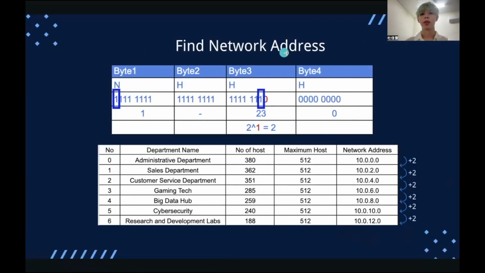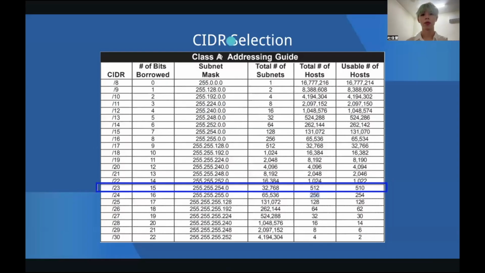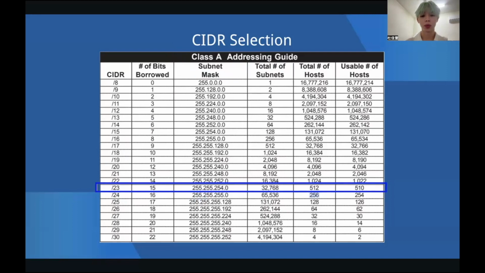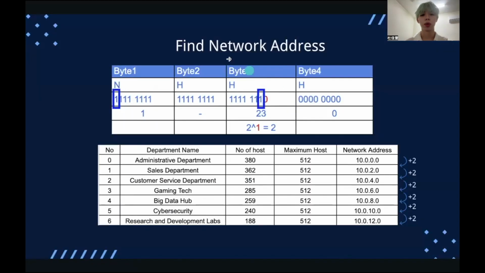So how do we find the network address? From this Class A addressing guide, we can see the subnet mask is 255.255.254.0. We just need to convert the subnet mask to binary form. In the third byte, we can see there is a 10 here, so we need to use 2 to the power of 1, so we get the result 2.